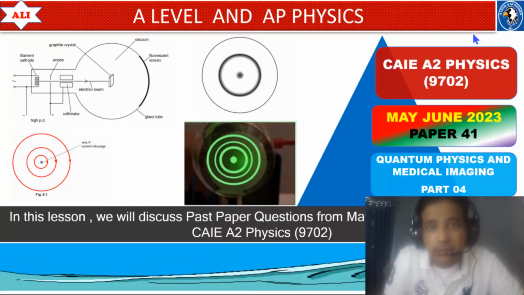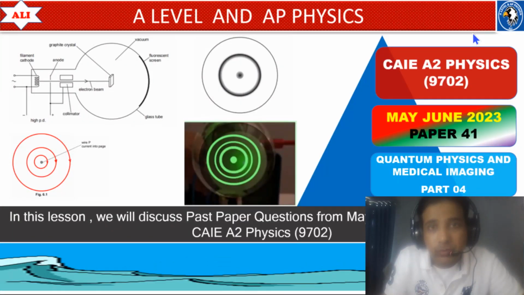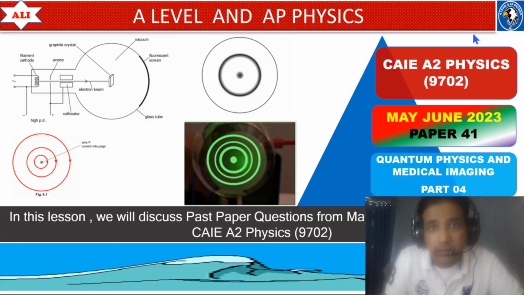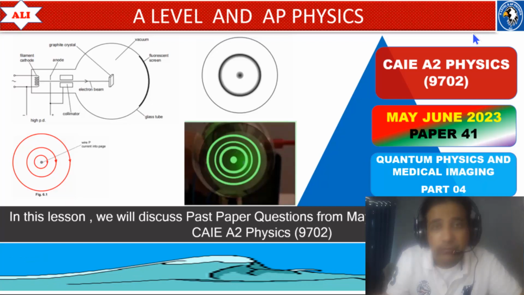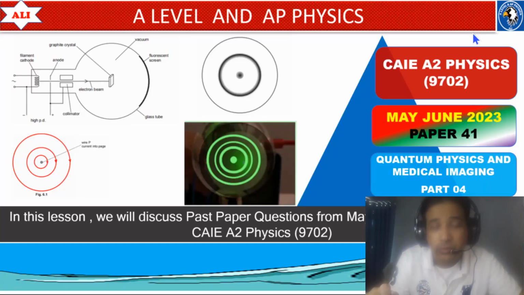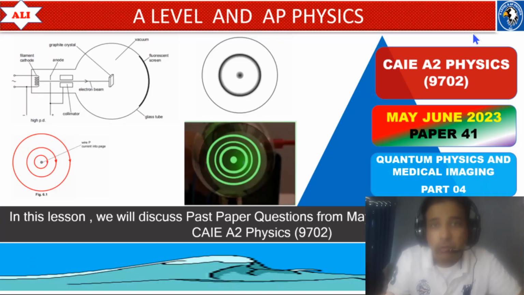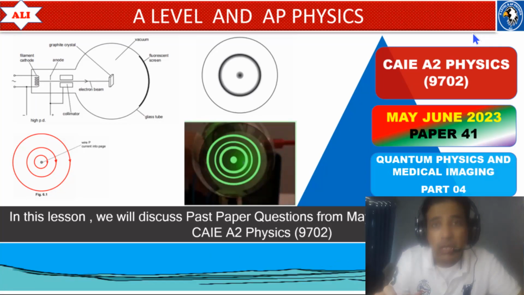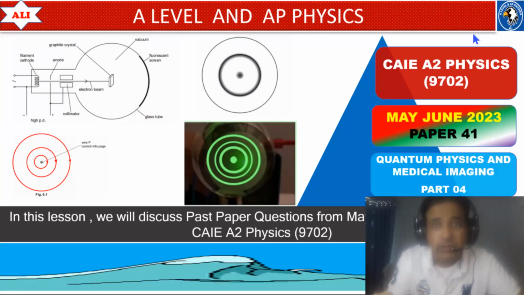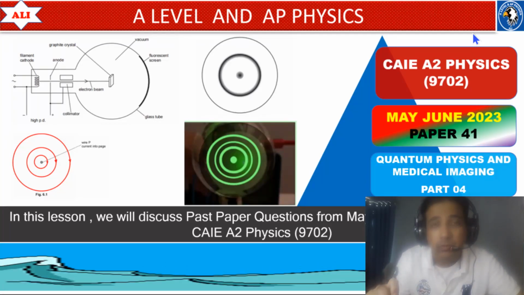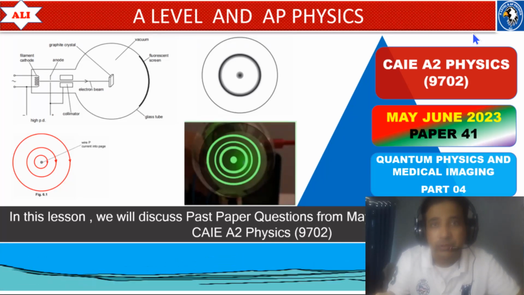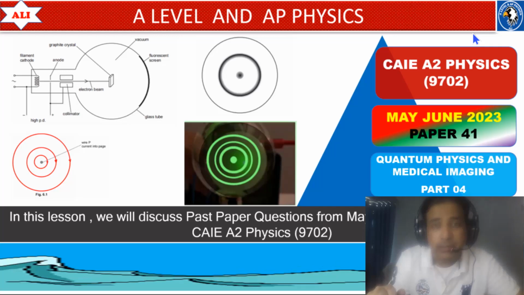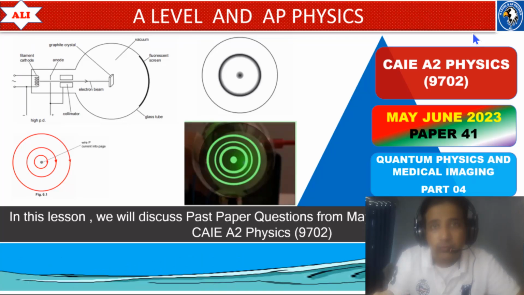In today's lesson, we will discuss past paper questions from June 2023, Paper 4, Variant 1. In the last few videos, we have already discussed from question 1 to question 5, and in today's lesson, we will start from question number 6. We will talk about electromagnetism, we will also discuss quantum physics, and we will also talk about medical imaging. Especially, we will discuss a beautiful question on ultrasound. Let's study together, let's improve together.